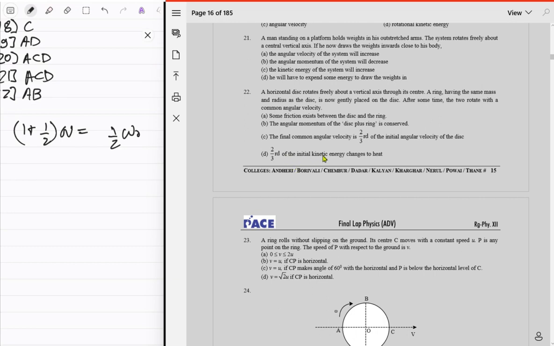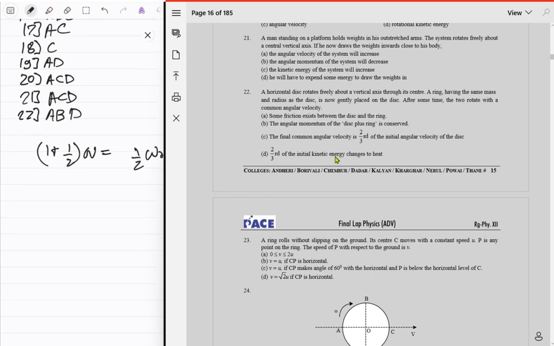2/3 of the initial kinetic energy changes to heat. Kinetic energy is half I omega squared, or half L omega. L is the same, so what happened to omega? Omega changed to 1/3 of the initial, so the kinetic energy is also 1/3 of the initial. So 2/3 of the initial kinetic energy is changed to heat. So D is also correct. Okay, so A, B, D.